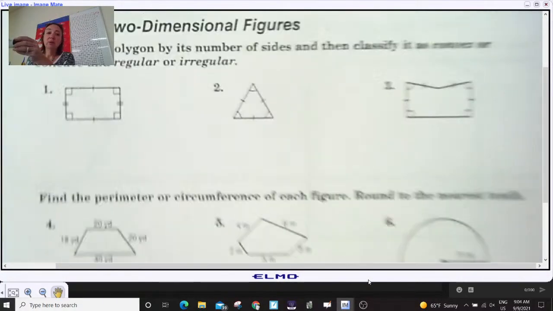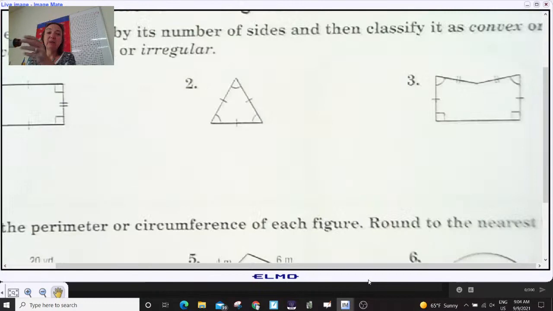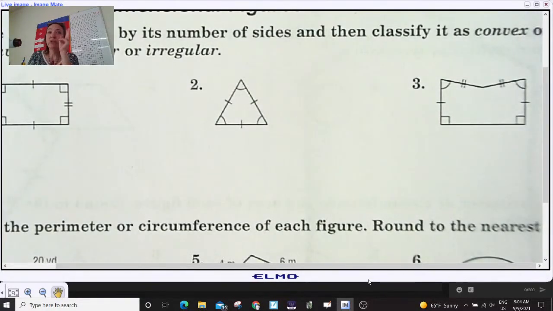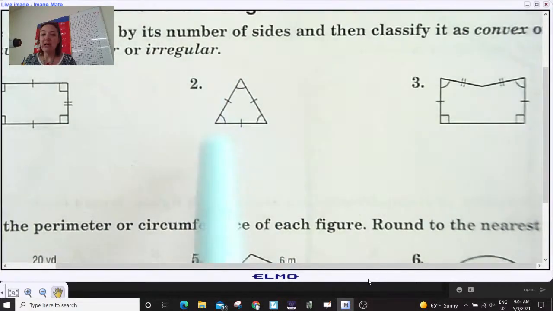Look at number 2. How many sides? So what's it called? Triangle, right? We always think that can't be right, but that's what three-sided shapes are called, triangles. Is it convex or concave? Convex, everything goes out, right? Is it regular or irregular? It is regular. All 3 sides are the same. All 3 angles are the same.